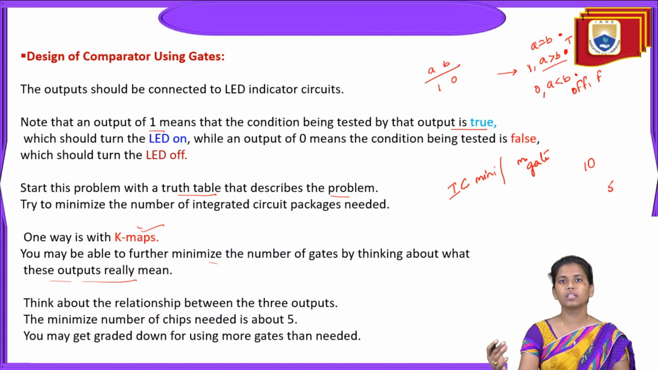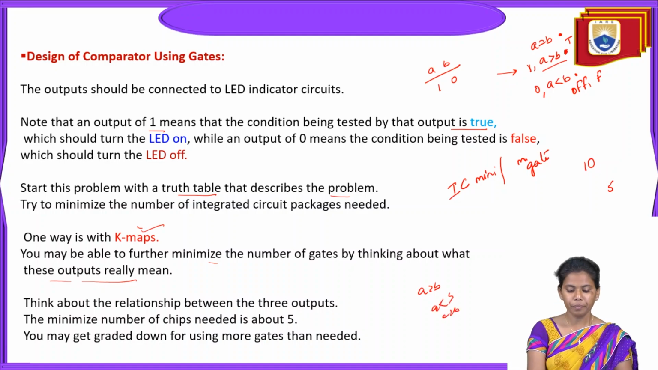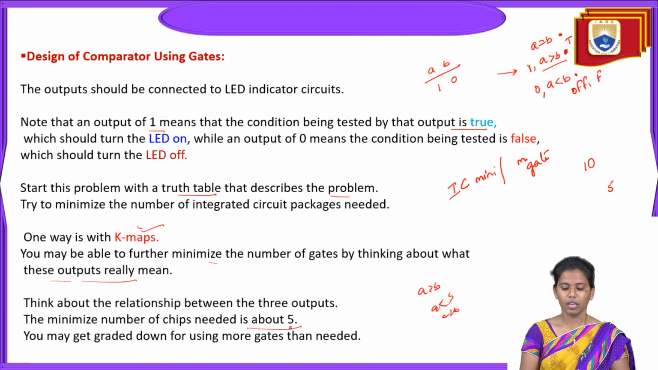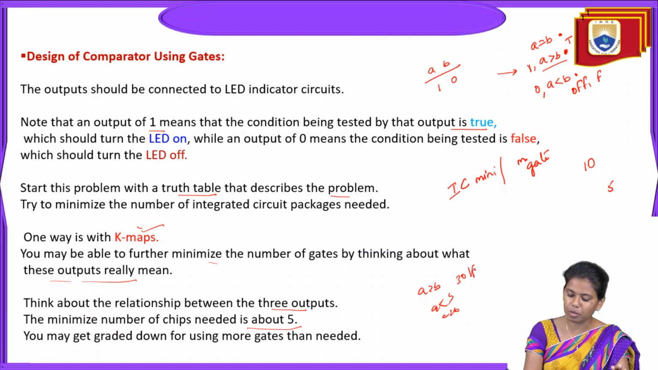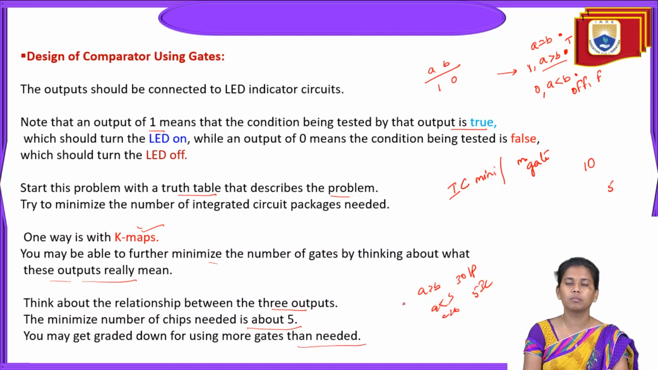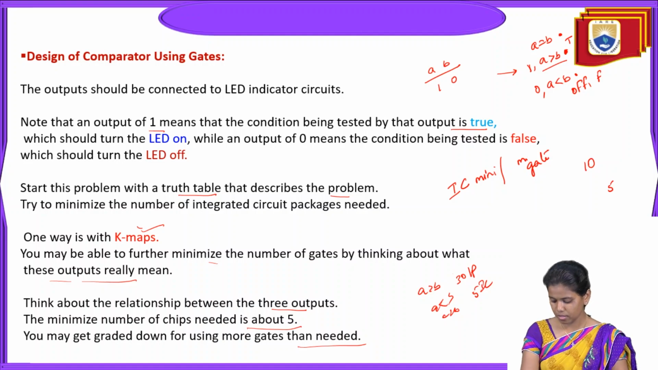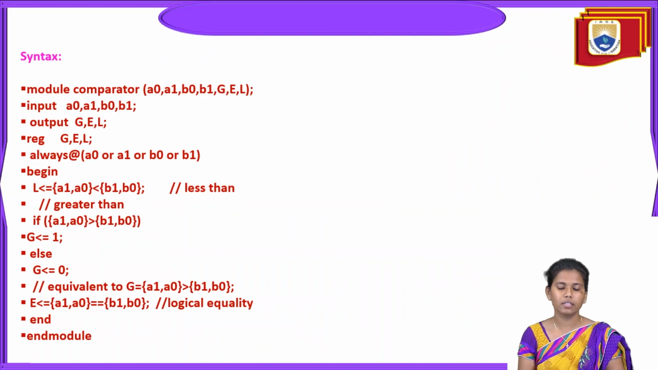Then think about the relationship between the three outputs: A greater than B, A less than B, and A equal to B. Here the minimum number of chips needed is about 5. So for three outputs, we need 5 ICs, right? Then you may get graded down for using more gates than needed. As you go on increasing the number of gates, degradation of the circuit is observed. The fewer the gates, the more efficient the circuit will be, right? So always concentrate on reducing the gates instead of increasing them.